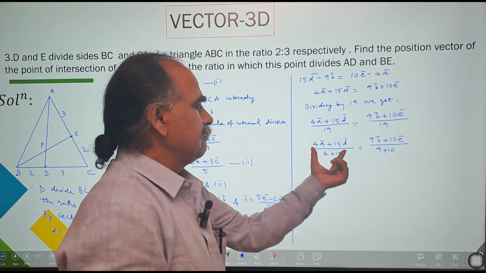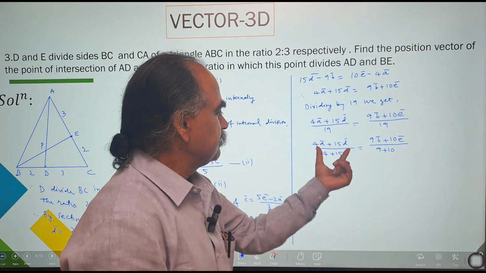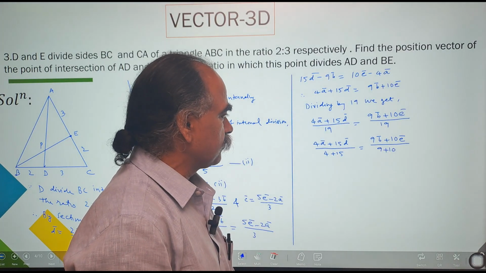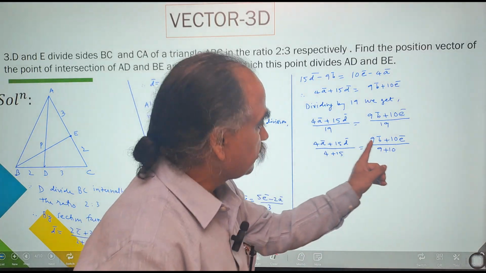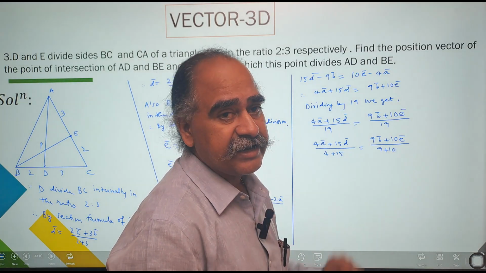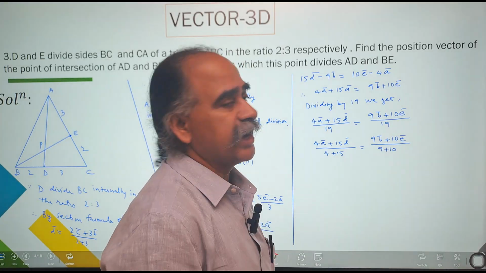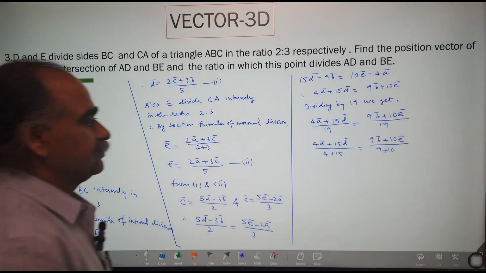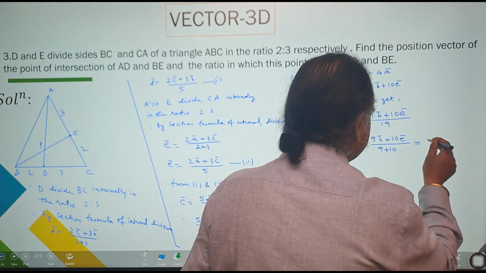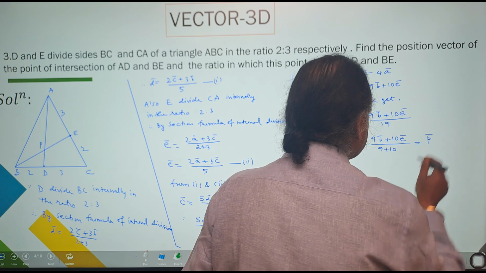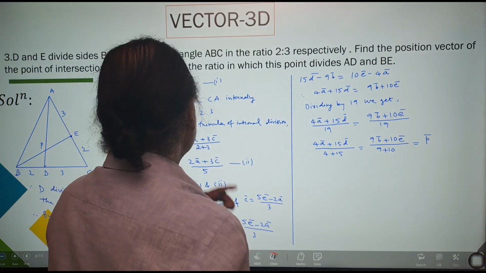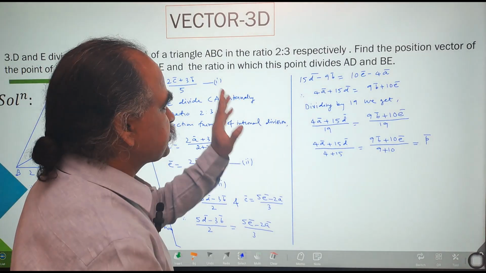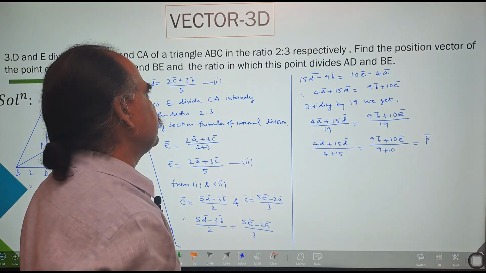This is the position vector of the point which divides AD internally in the ratio 15:4, and the same point also divides BE internally in the ratio 10:9. And what is that point? It is P. So this is nothing but the position vector of point P, which is P bar. So this is the position vector of point of intersection.